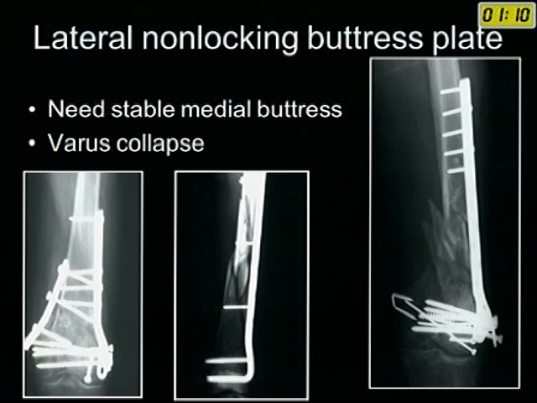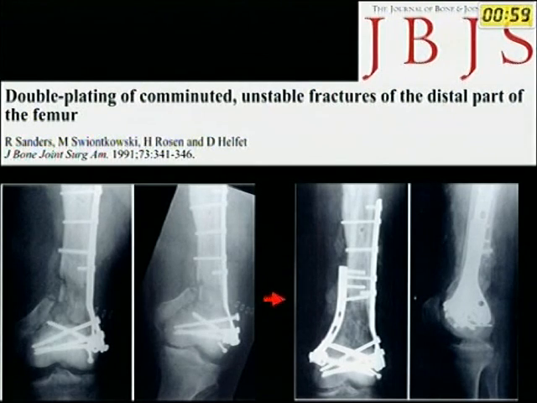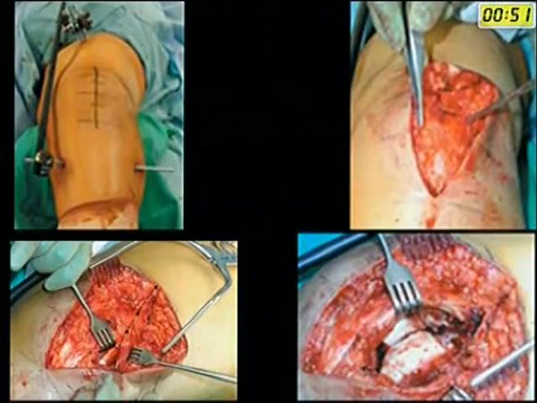So a lateral locking plate, a buttress plate here, non-locking buttress plate. Now the problem is a varus collapse, I told. So how to solve it? You can use a medial buttress as well. So this has been published in JBJS. You use a medial buttress plate, lateral buttress plate, and this is an accepted method. It has been published in the year 1991.